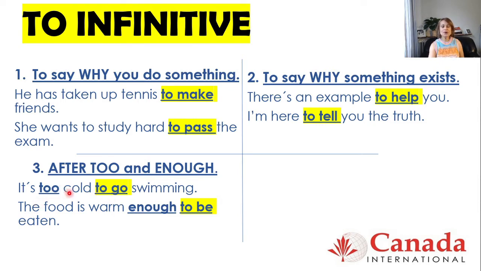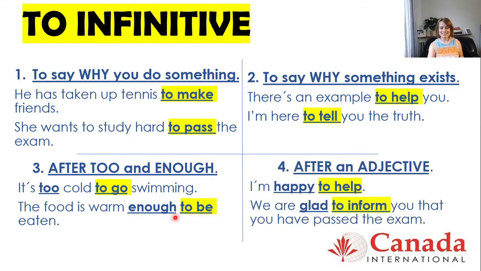So we have too, adjective, in this case, and then the to infinitive. Let's see. The food is warm enough to be eaten. We have adjective, enough, and then the to infinitive, right? Very good. Next, after an adjective: I'm happy to help. And the next example: we are glad to inform you that you have passed the exam.